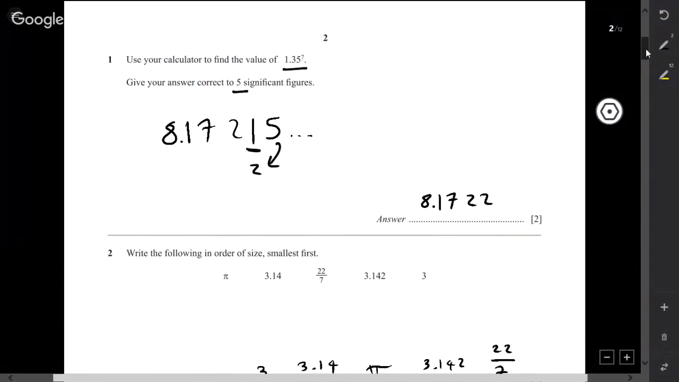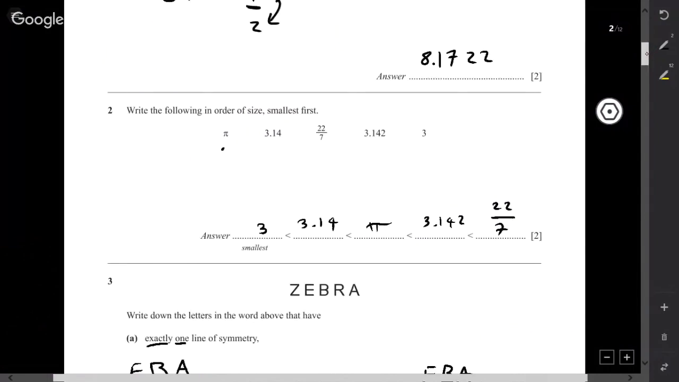Second question, again, a calculator question. If you just type all of these into your calculator, you'll find the decimals of pi, and you can also find what this is as a decimal, and then simply just put them in order, smallest here, largest here, and as you can see, that's the answer.